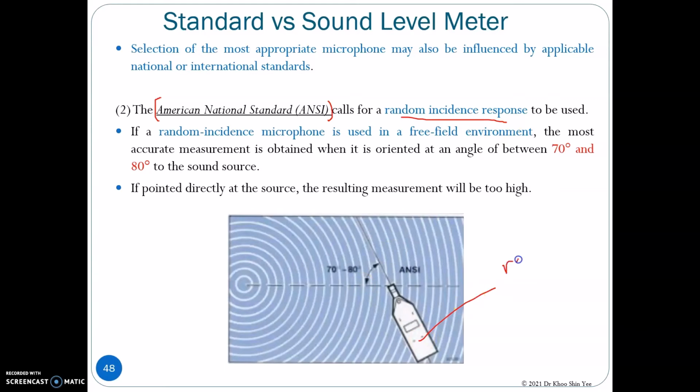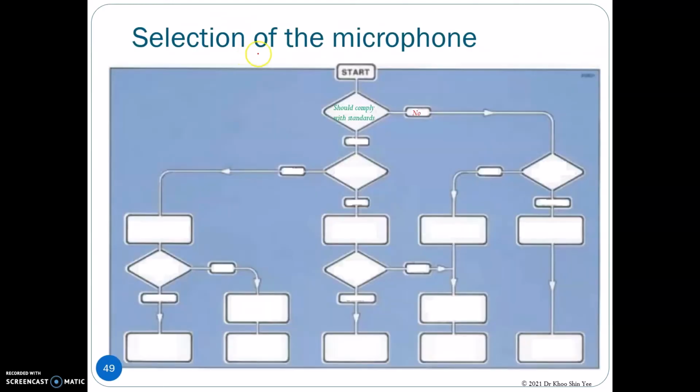If we use the random incident microphone in the free field environment, the angle must be 70 to 80 degrees towards the noise source. If you point this microphone directly towards the noise source, then the measurement will be too high, and this should be avoided. We can select the suitable microphone based on this flow chart.